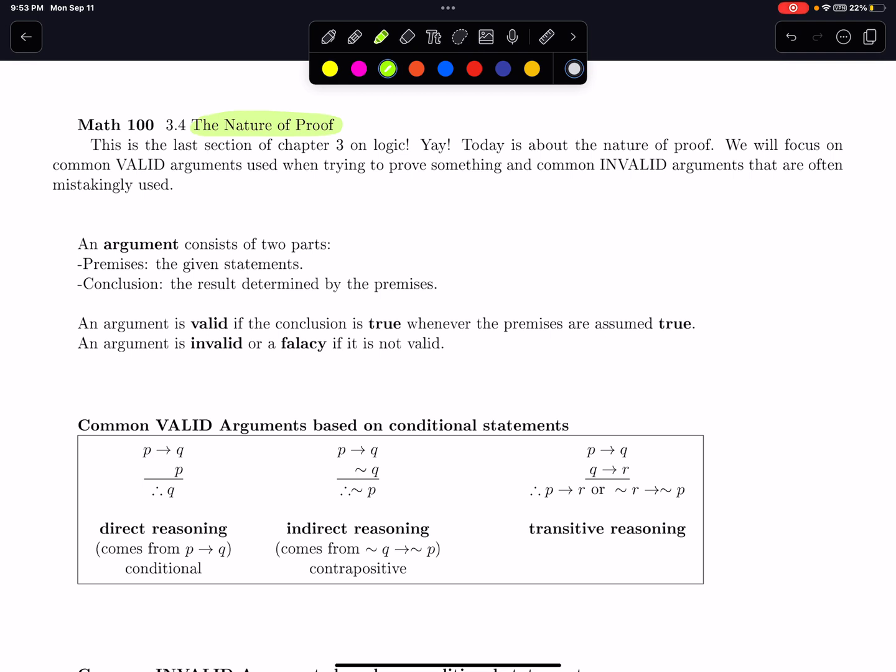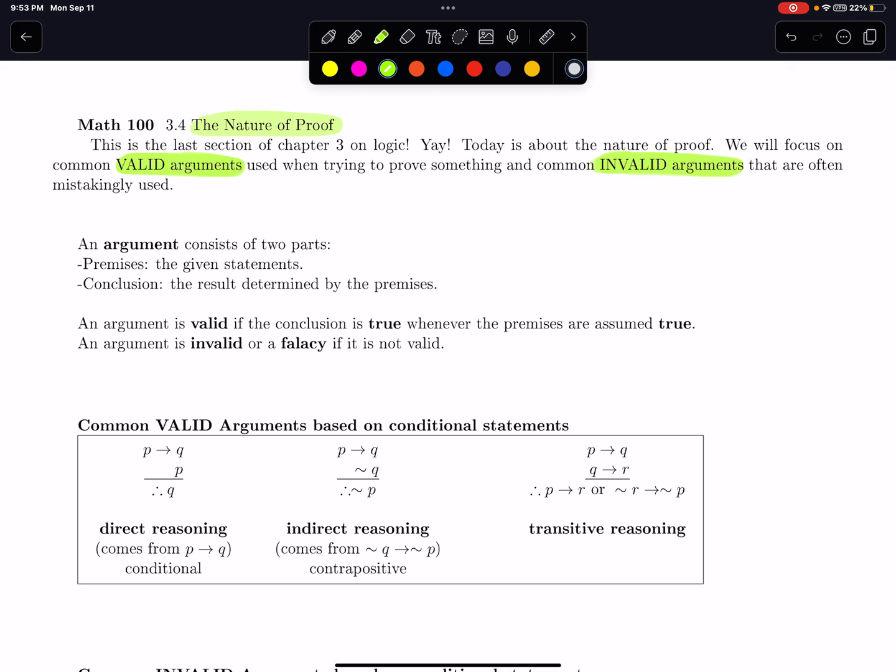We're talking about whether an argument is valid or invalid. In math, the crux of math is really to prove whether something is true or not. And that has a lot to do with logic. Are you making logical, valid arguments to prove the thing you're trying to prove, or is there a gap in your logic making it an invalid argument?